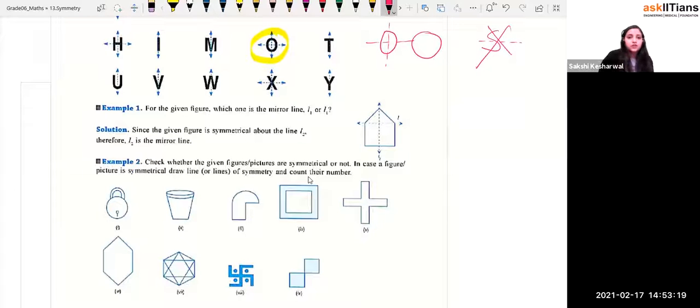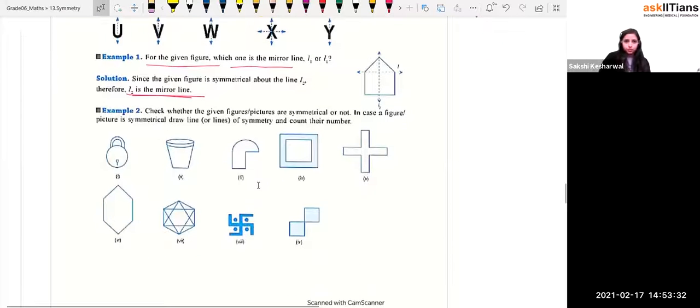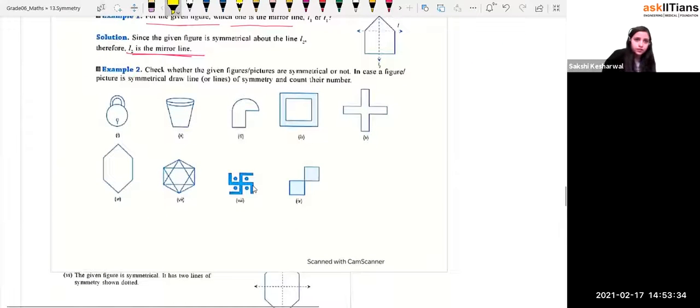Now just see this example. For the given figure, which one is the mirror line, L1 or L2? Obviously, beta, L2 is the mirror line, L1 is not. Now let's do example number 2. It says: check whether the given figures and pictures are symmetrical or not. In case a figure is symmetrical, then draw the lines of symmetry and count their number.